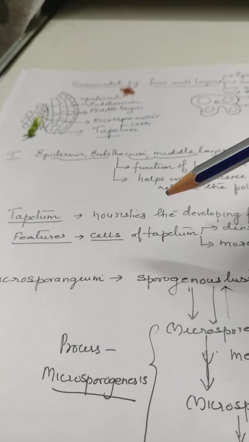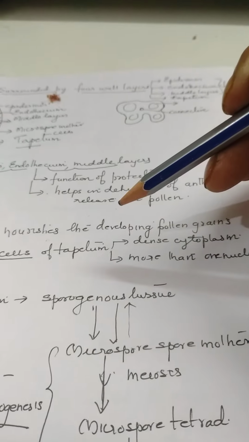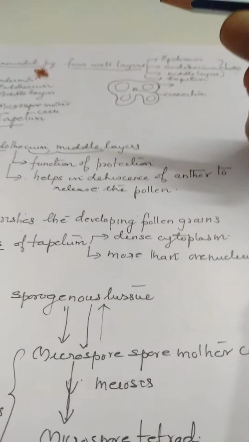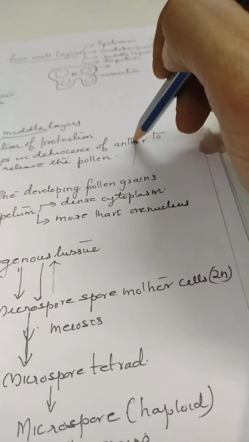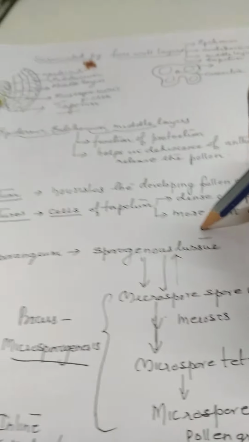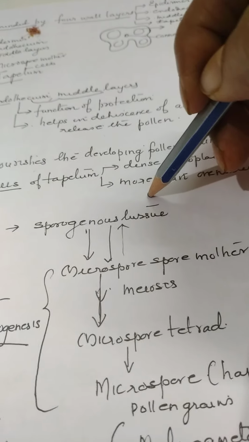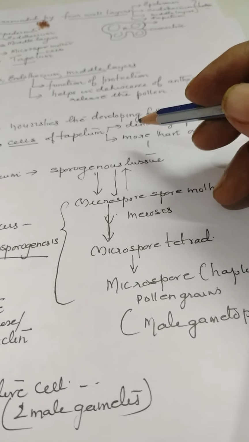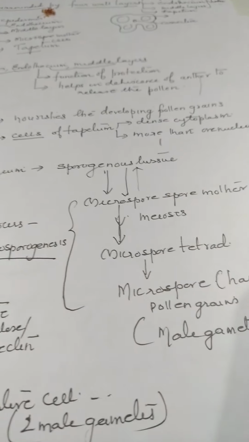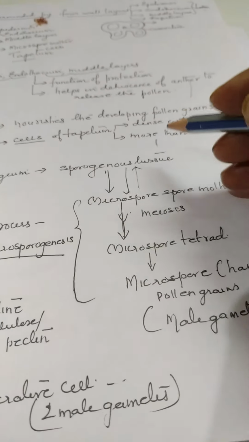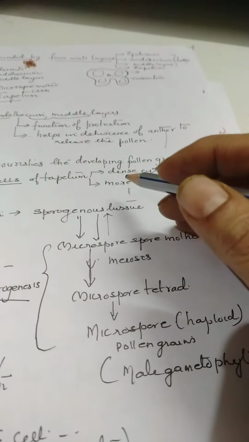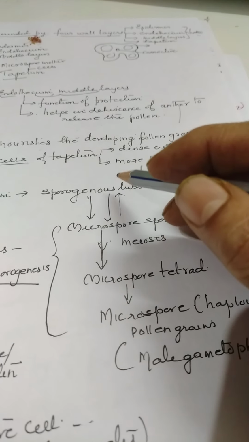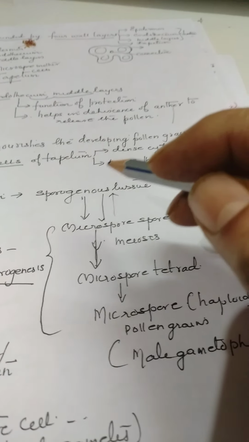Now if you just see inside the microsporangium, you find the sporogenous tissue, and the sporogenous tissue later on matures to give rise to the microspore mother cells, and these microspore mother cells undergo meiosis, and when they undergo meiosis, they will form a microspore tetrad. That is, in each microsporangium, you will come across many such tetrads. Here one microspore mother cell is giving rise to a microspore tetrad, means four microspores.